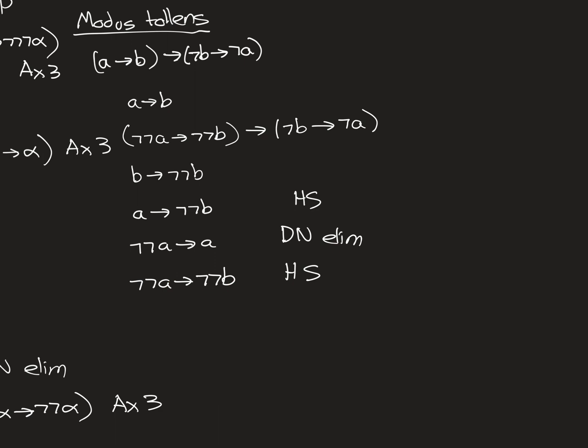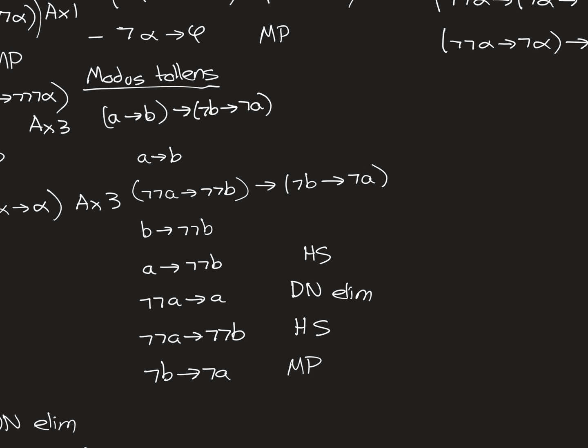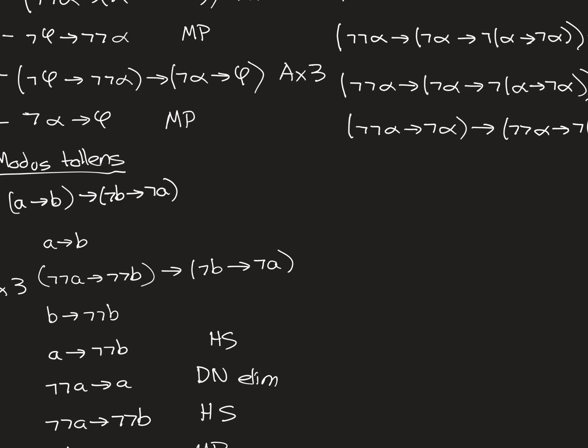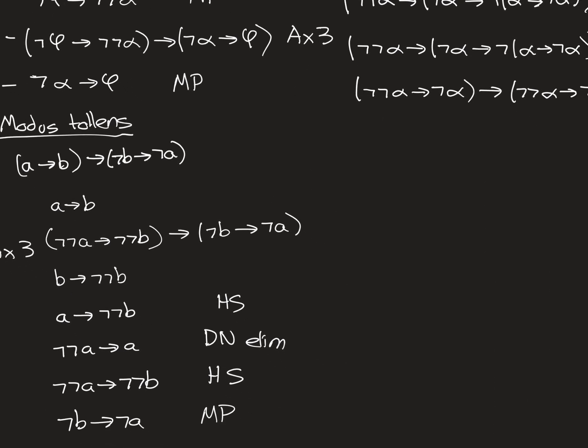So now I've got this thing here, which is my antecedent. So then modus ponens, I get not B implies not A, which is what I wanted. So now by the deduction theorem, it's true. This thing is true with no premises. So again, I've proven modus tollens. Right, so all of that was to prove modus tollens.